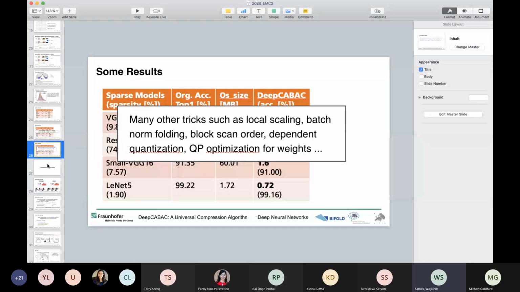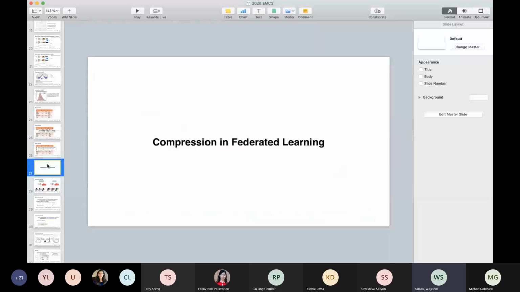So for example, in settings where you want to send a neural network, or you want to store it very efficiently, or you want to send it from location A to location B, you can save a lot of space and get a model which performs similarly well.